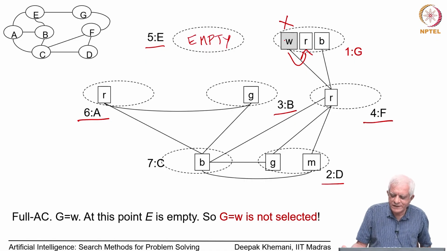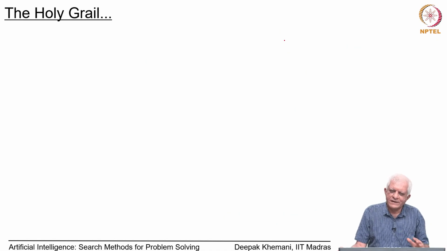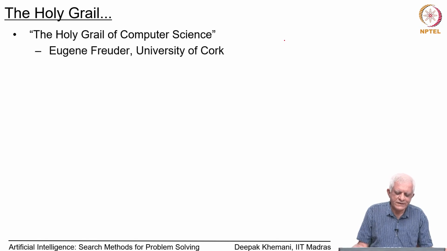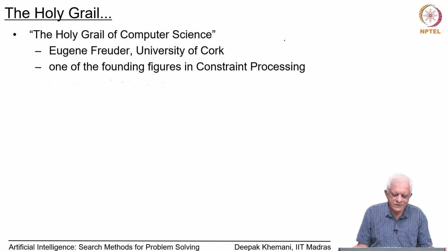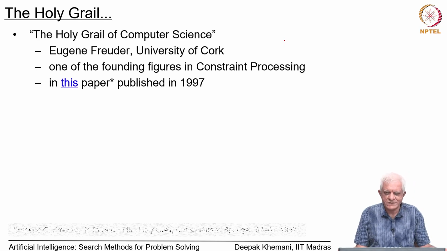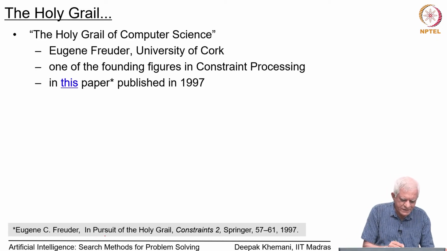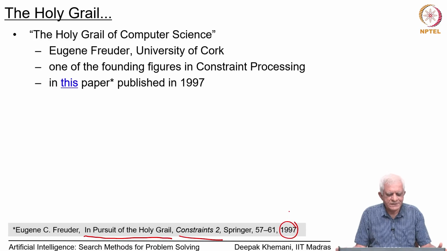So, we will end our study of constraints here. I want to end with some quotation from Freud, who is still active at the University of Cork. He is one of the founding figures of constraint processing. The AC3 algorithm is credited to him, and he published a paper in 1997, which is titled, as you can see, In Pursuit of the Holy Grail. It came in the Constraints Journal in 1997 essentially.